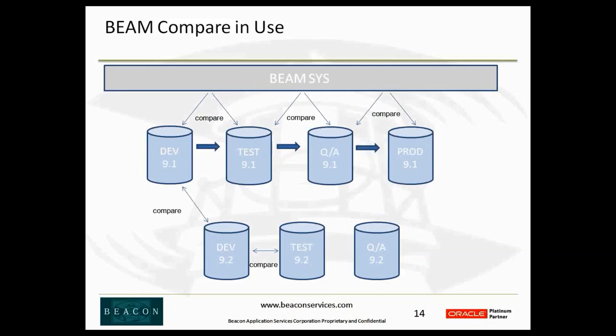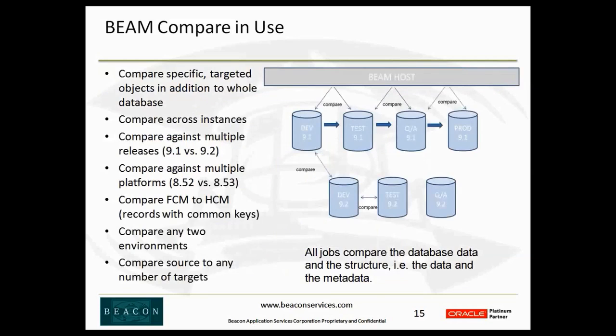So let's sum up all the things Beam can compare. Again, we're comparing data and the data structures, and we're comparing either specific targeted objects or your whole database. You get to choose all those things, and we'll show you this in a few minutes. So at its basic, we're comparing two instances across instances, and most people think of this, and rightly so, as comparing, say, test to prod. That's pretty straightforward. We do that just fine.